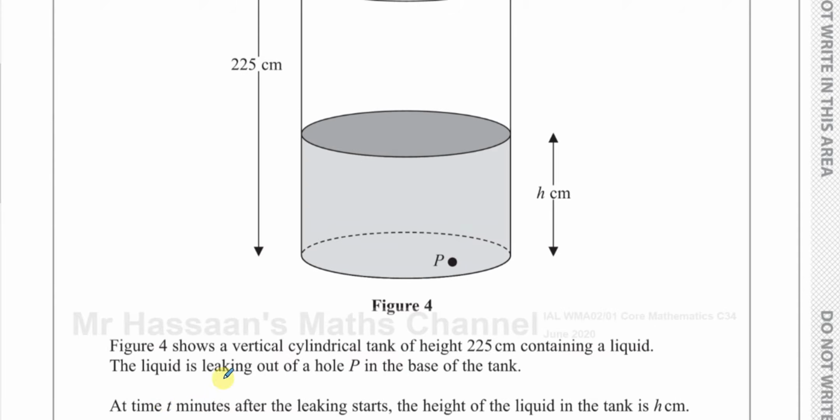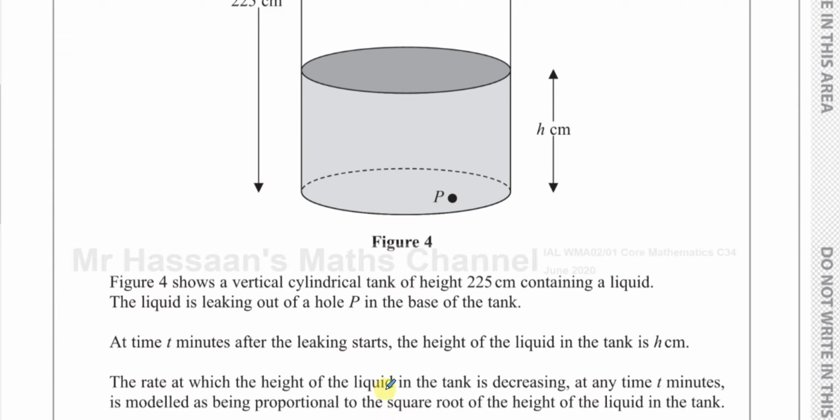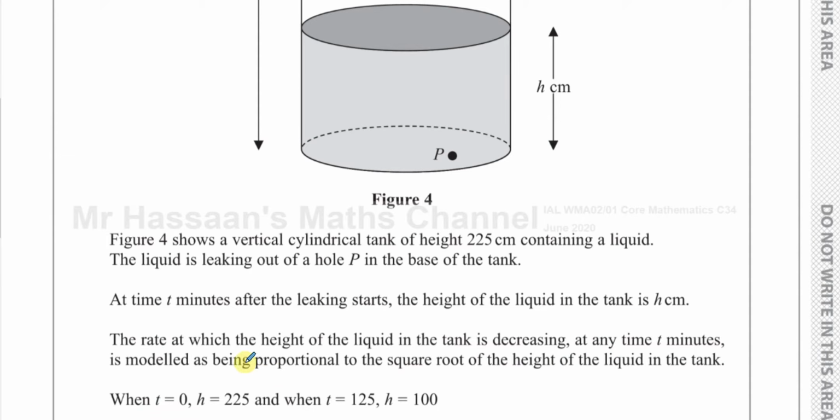At time t minutes after the leaking starts, the height of the liquid in the tank is h centimeters. The rate at which the height of the liquid in the tank is decreasing at any time t, in minutes, is modeled as being proportional to the square root of the height of the liquid in the tank. So it's proportional to the square root of the height of the liquid in the tank, the rate at which the liquid in the tank is decreasing.